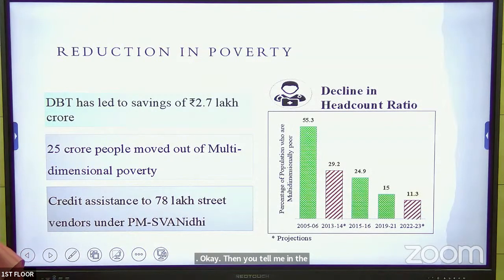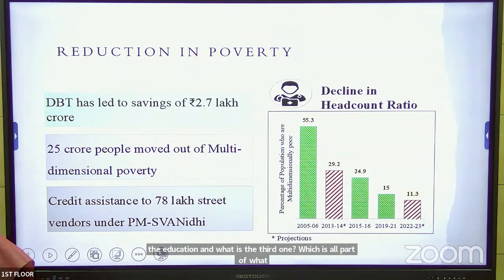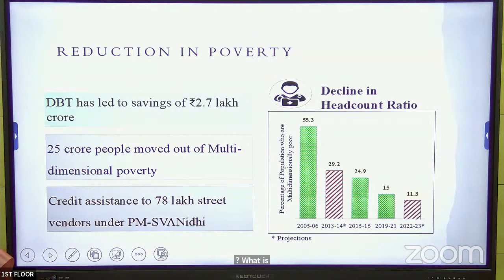Health, education, and what is the third one? Which is all part of what? First the HDI, then we had the IHDI, then we had the GDI, then we had, what is it? Gender Equality Index, Gender Development Index, multi-dimensional. Now you tell. Okay, dimension wise it is okay. Education, health, and standard of living.